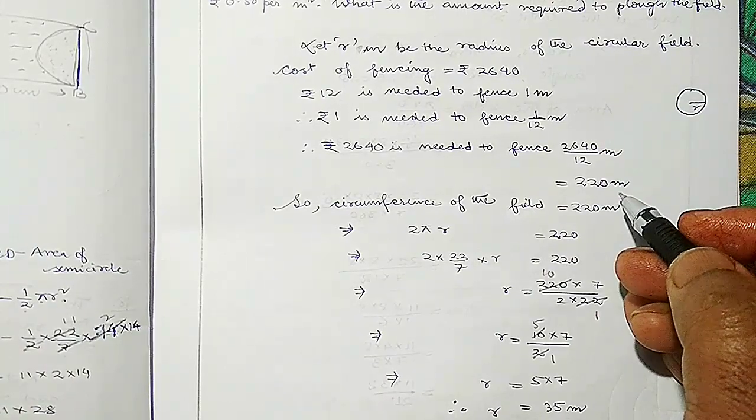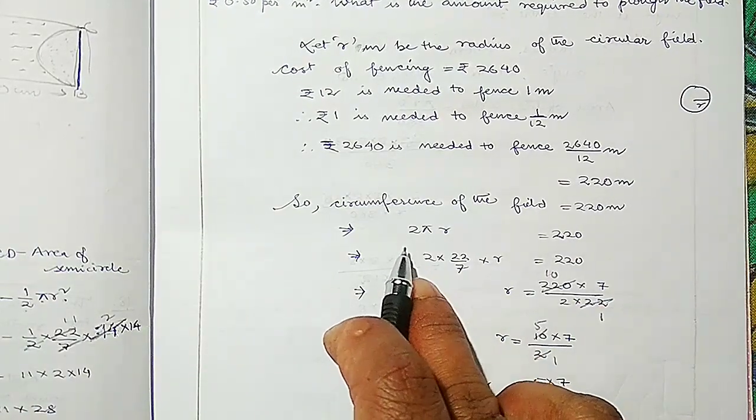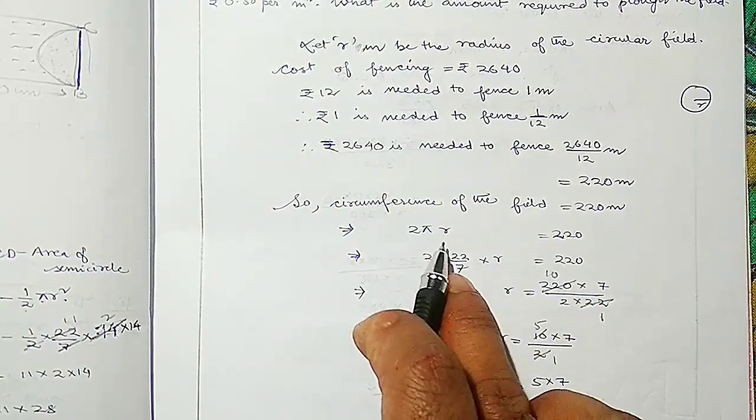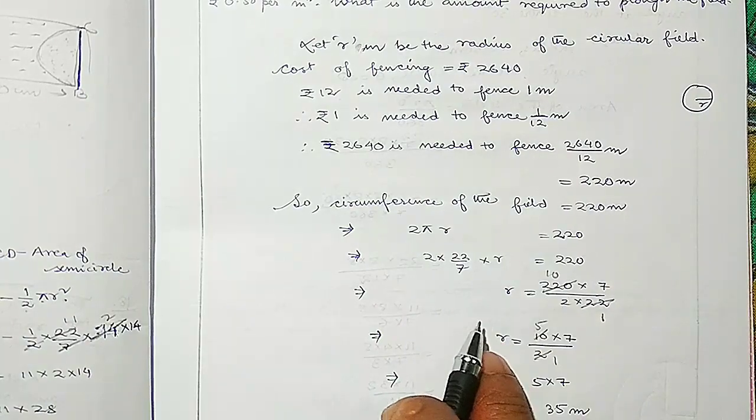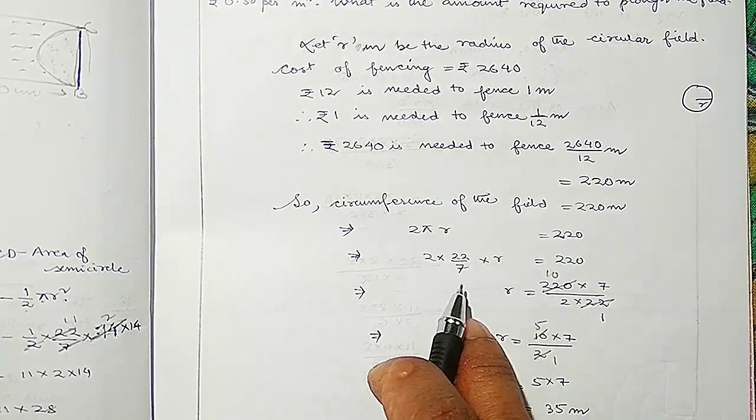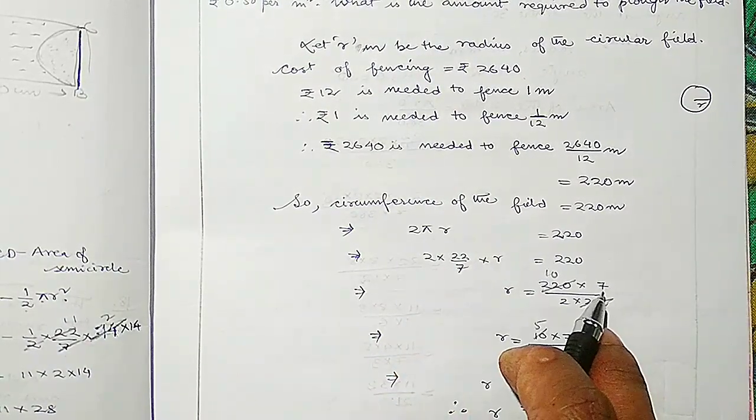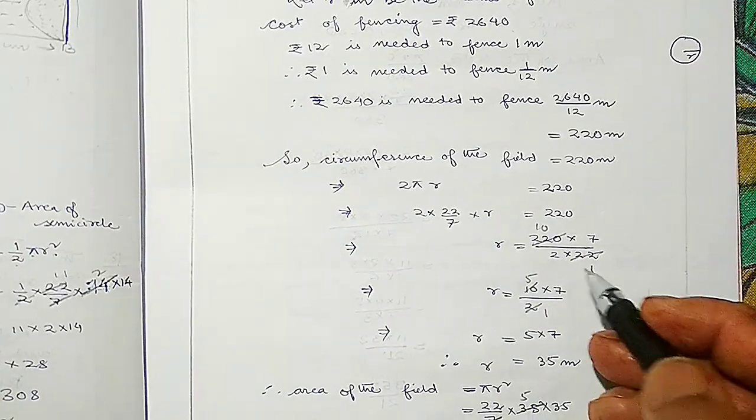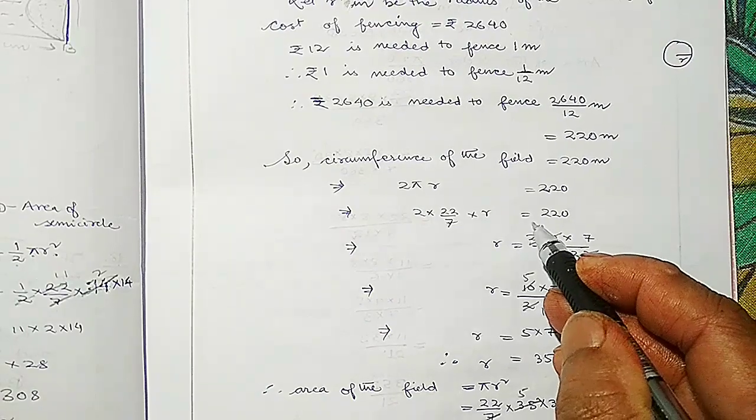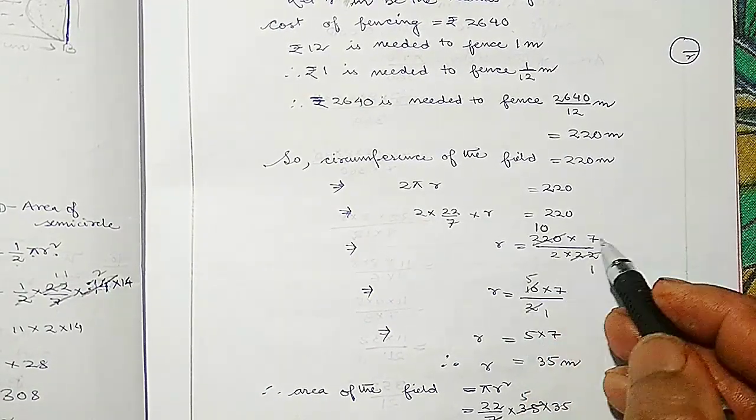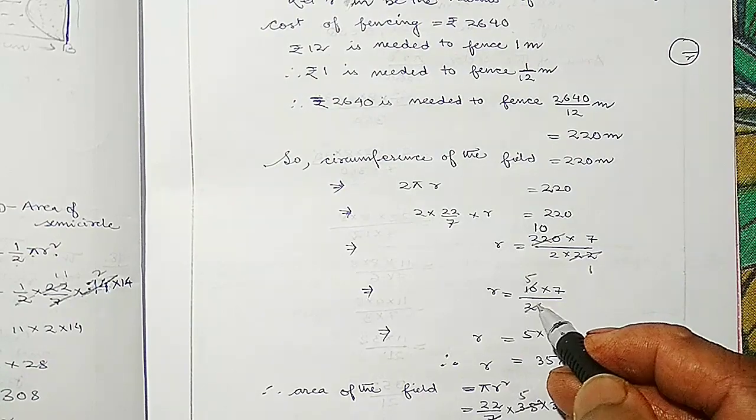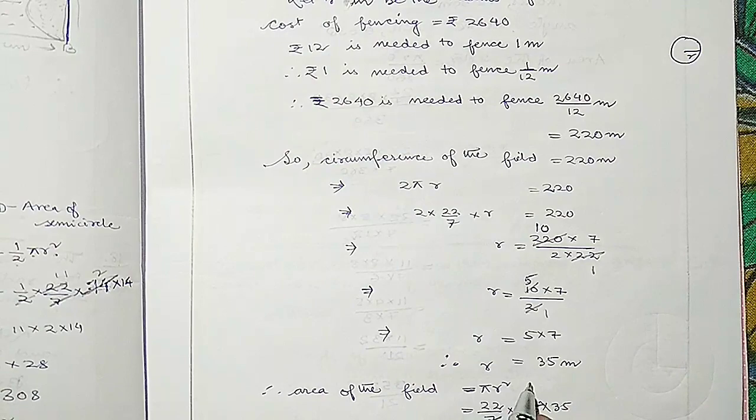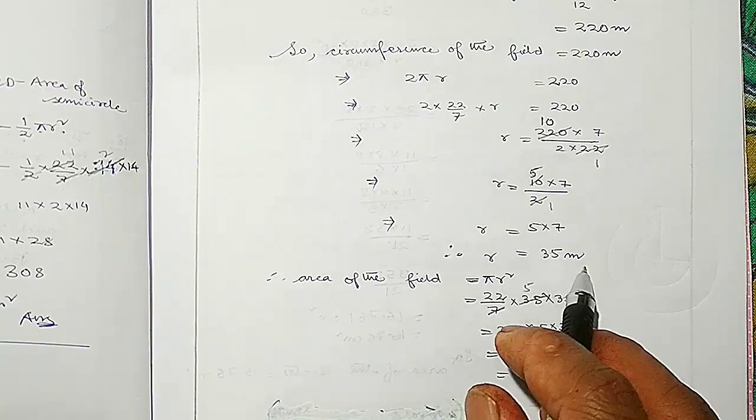Now we know the circumference formula is 2 pi r. So 2 pi r is 220. So 2 into 22 by 7 into r is 220. So r equals 220, and if I cross multiply, 7 will be in the numerator, 2 and 22 will be in the denominator. If I cancel 22 and 220, I get 10. So radius is 10 into 7 by 2. These 2 and 10 cancel, I get 5. So 5 into 7, that is 35 meter. We got radius equal to 35 meter.